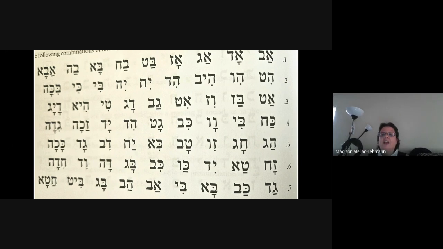All right. Okay, so this is line 4. We have the dot in the middle of the kaf. We have the dot in the middle. So we know whenever we have a dot in the middle, we've got to cough it out.